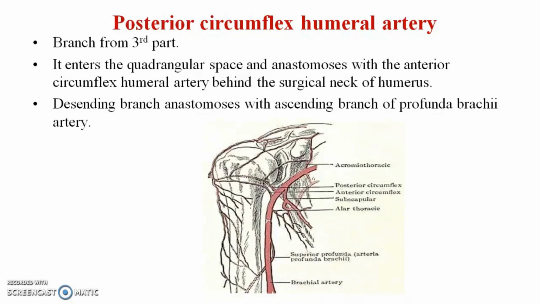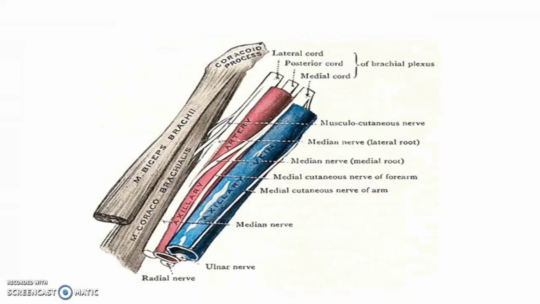Now you just remember how posterior circumflex is getting terminated. It is terminating by forming an anastomosis by its branch with the profunda brachii artery's branch. So that's all about axillary artery and its branches. Now we will move on to the relation.